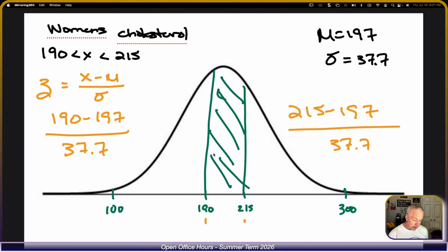0.19, negative 0.19, I'm sorry. Negative 0.19. That's the z-score that correlates to the 190. In other words, they're the same. One's a measure of distance and one's the actual data value.